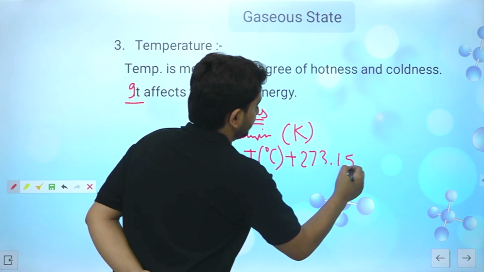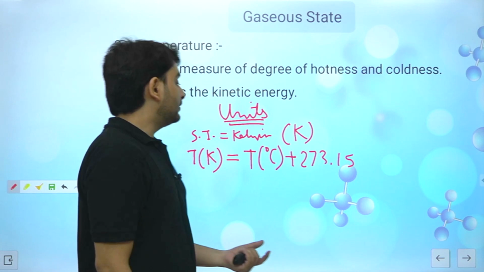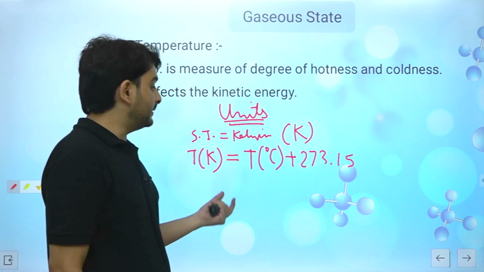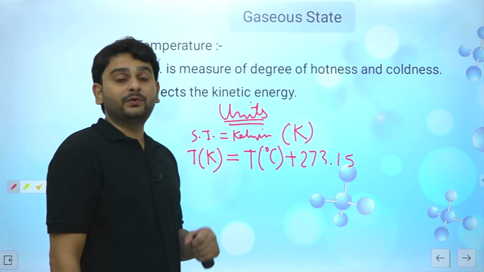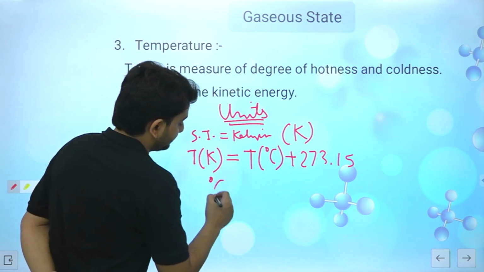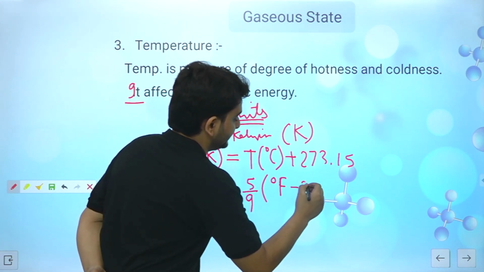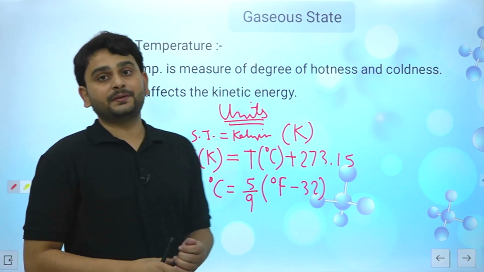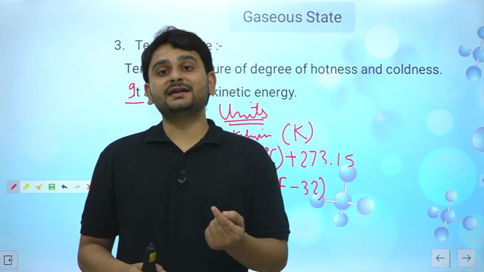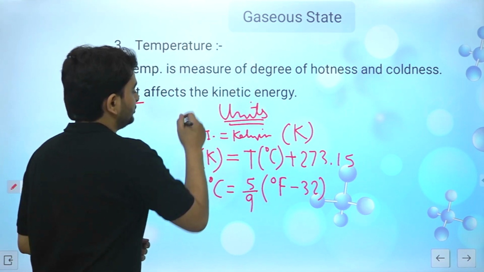To obtain the temperature in Kelvin, we just add 273.15 to degree centigrade, or if we have to do the converse of it, that is obtain degree centigrade when Kelvin is given, we can subtract 273.15 from that, right? Thirdly, degree centigrade is 5 by 9 times degree Fahrenheit minus 32. So three units of temperature are popularly known: Kelvin, which is the SI unit, degree centigrade, the most popular unit, and degree Fahrenheit as well, right? So these are the three relations that you must remember.